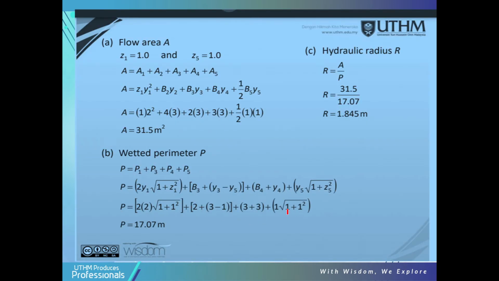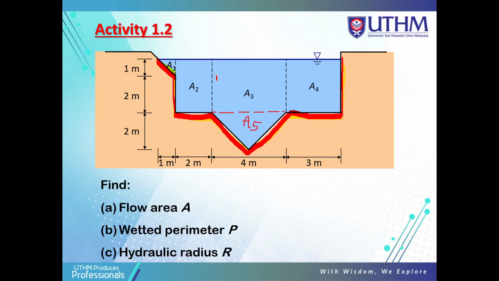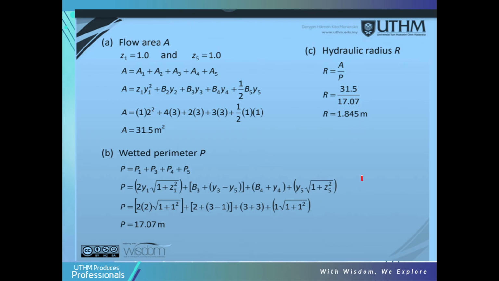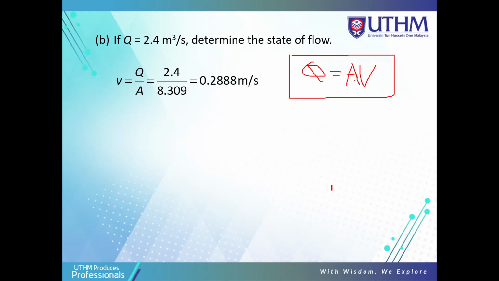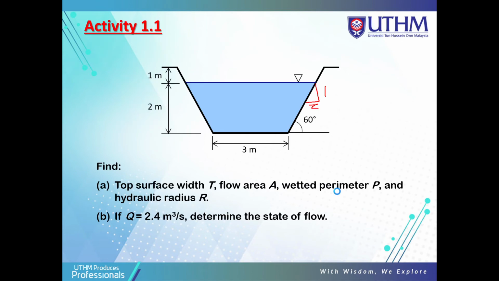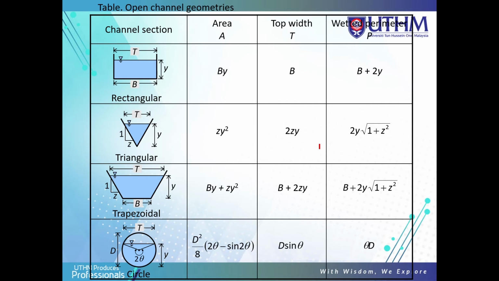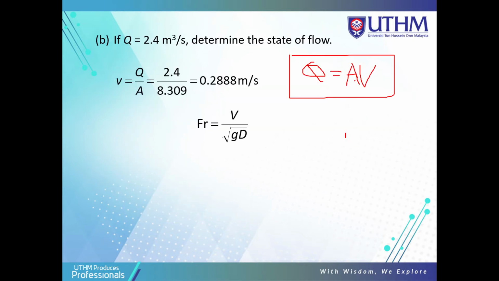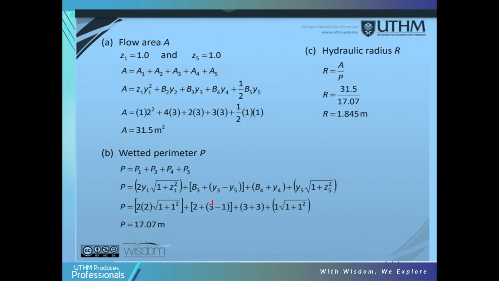And this one, using the equation of this one, this equation here, y5, using this table here, and this one, using this table, for triangular. So after you get the perimeter, where the perimeter is 17.07 meter here, after you get the area and you get the P here, you just use R equal to A over P. So you get R is 1.856 meter. So this is the step by step how to find the area, how to find the wetted perimeter, and how to find the R.